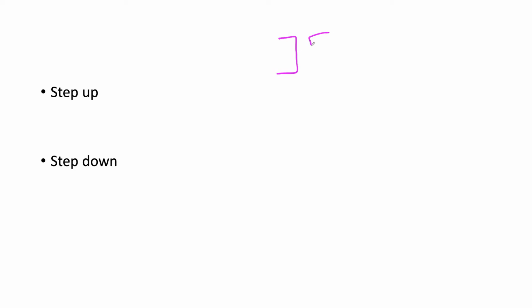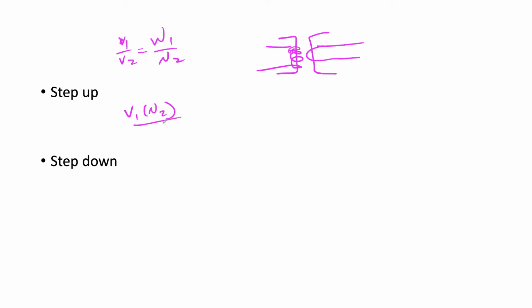basically we have a piece of metal, and this is a coil of wire coming through here and a coil here. And these are pieces of metal. And so say we're looking for V1, V2, then N1 and N2. So we're going to look at step up, meaning we're increasing the voltage. So V1 times N2 divided by N1 should equal V2 if we rearrange the equation.